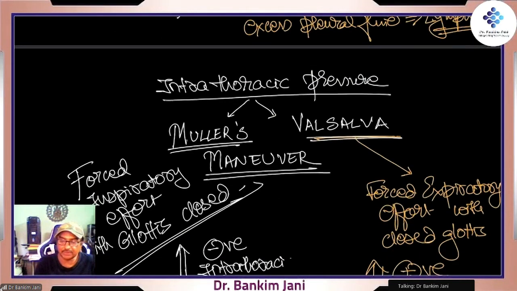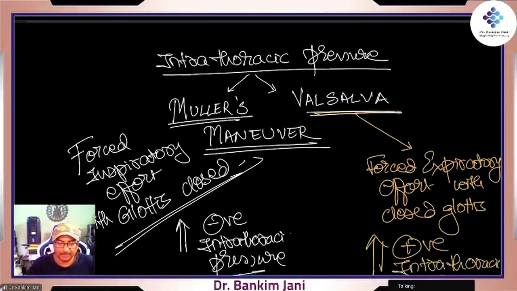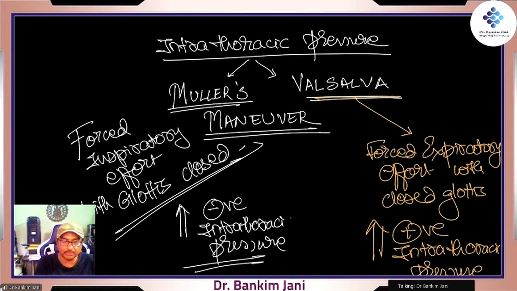So here is intrathoracic pressure. There are two procedures. One is called the Muller's maneuver, and the second is called the Valsalva maneuver. Maneuver means actions. Muller's maneuver is forced inspiratory effort with glottis closed, right? So you just close it as if you are trying to swallow something. You close it, and then you try to breathe, right? So that will lead to increased negative intrathoracic pressure.